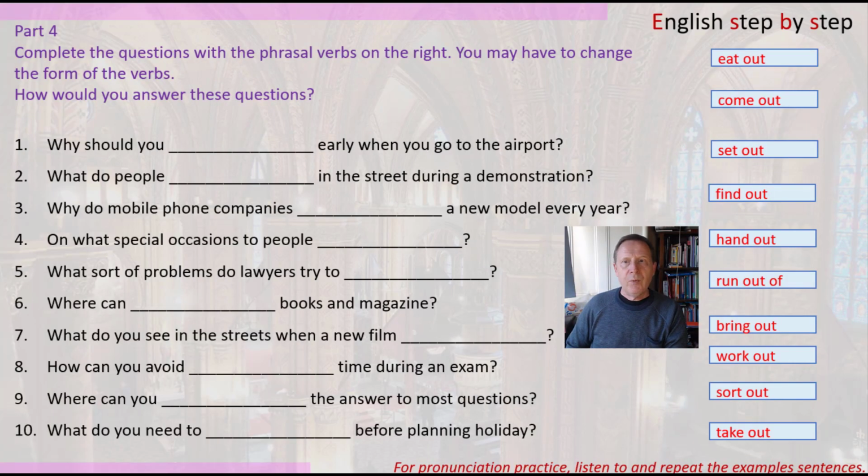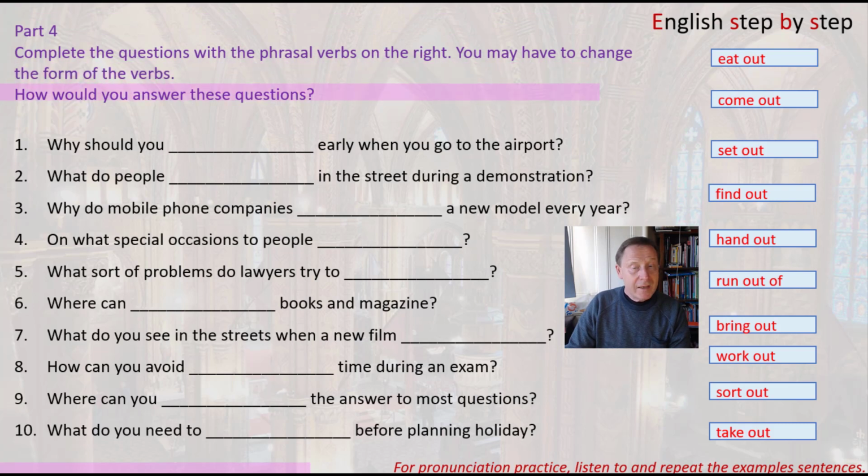So here's the practice exercise. It actually has 2 parts. First part is filling in the gaps, and you can see they're all questions, and I've put the phrasal verbs on the right in a list: eat out, come out, set out, etc. So you can make questions with these phrasal verbs, and for some of them you have to change the form of the phrasal verb into a different tense.